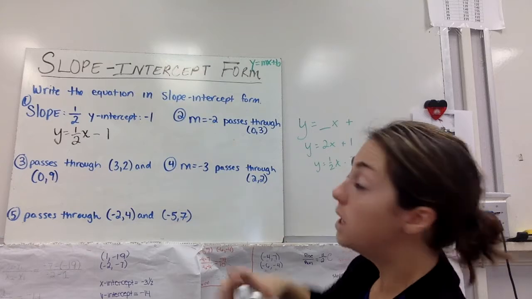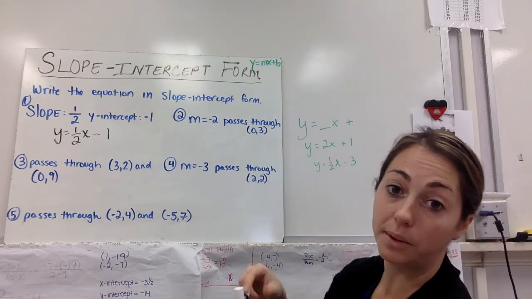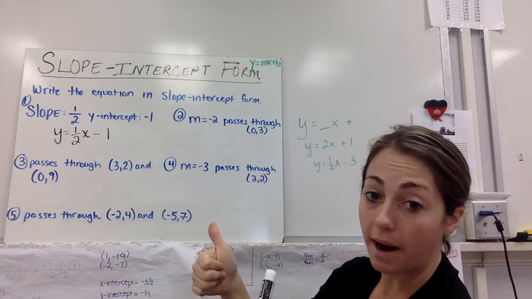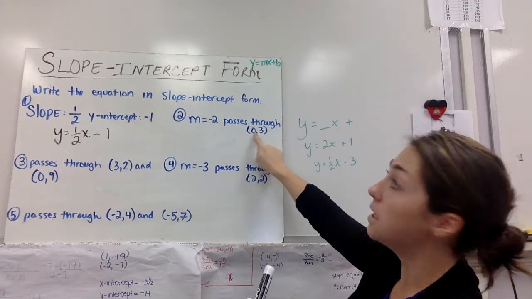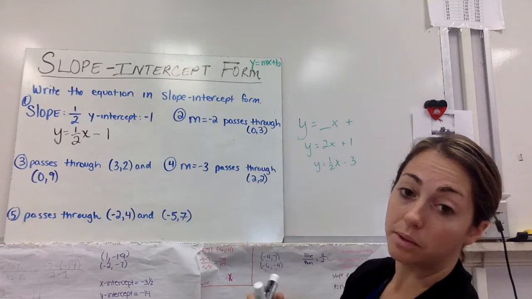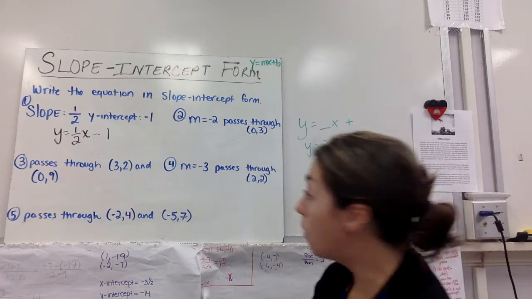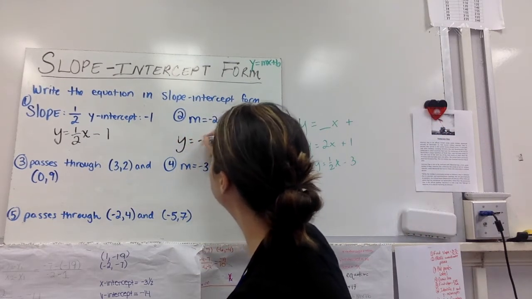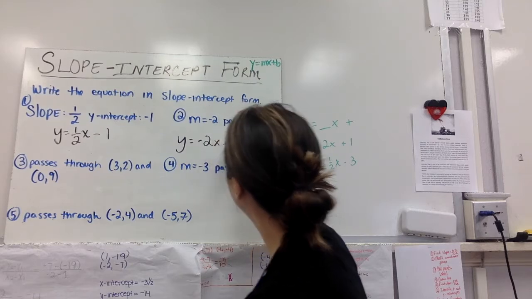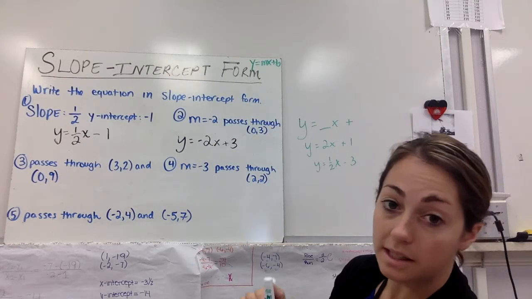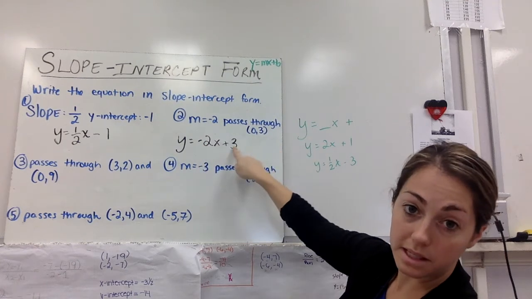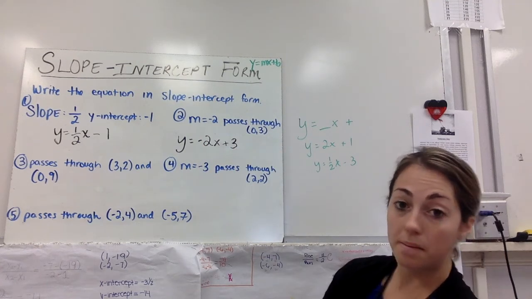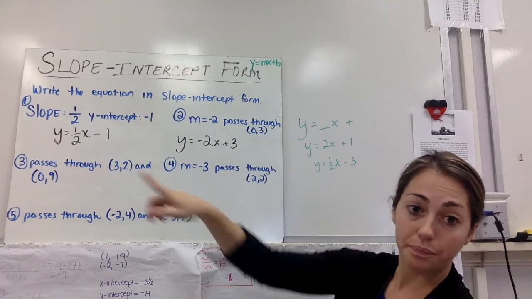Number 2, m is my slope, by the way, so m equals -2. My slope is -2, and it passes through this point 0, 3. So I need my slope, I have that, and I need my y-intercept. I actually have that because when x is 0, that 3 is my y-intercept. So my equation is y equals -2x plus 3. That -2 is coming from here, and that 3 is positive, and it comes from there because that is 0.